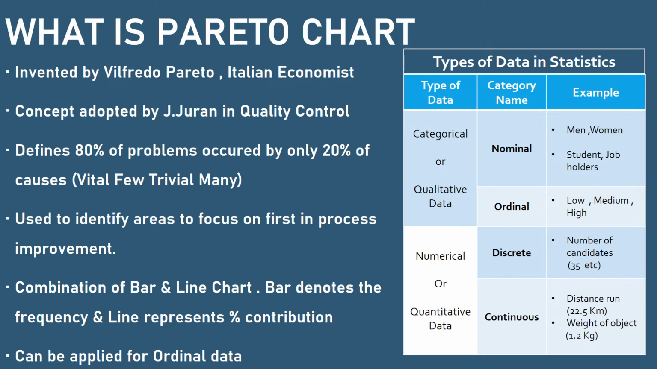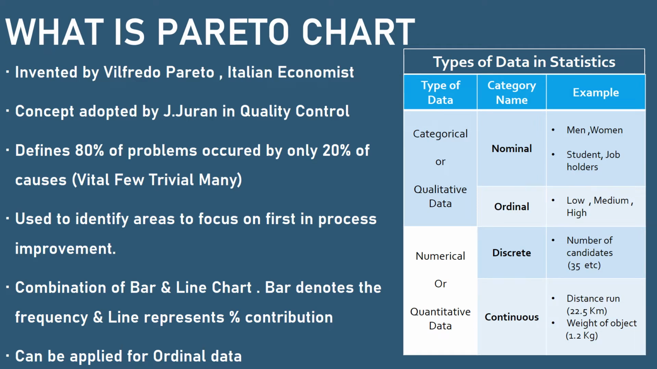Ordinal data has no numbers. It's feedback or attribute data, but it can be ordered in a sequence, like low, medium, high. In a survey you might have seen strongly disagree, agree, strongly agree. These all come under ordinal data.